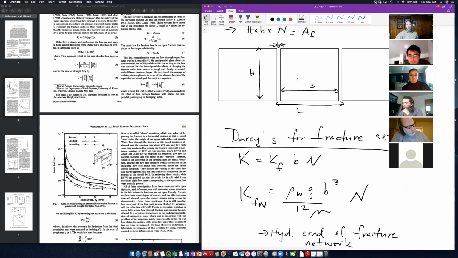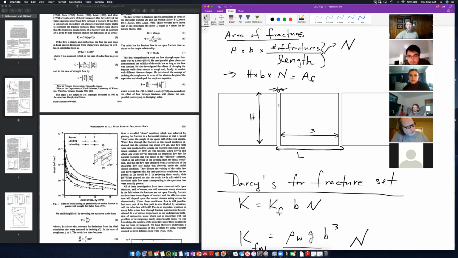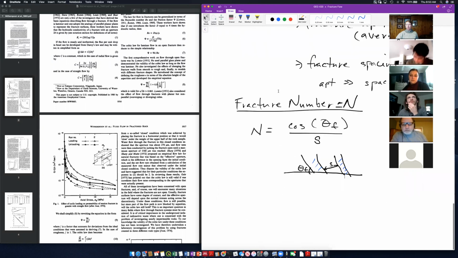In general, what we tend to do, even though fractures aren't parallel planes in the real world and the apertures aren't uniform, we try to characterize our fracture network in such a way that we have an average fracture aperture that we use and an average fracture spacing that we use. And those averages would be representative of the total or the average response of our fracture network.